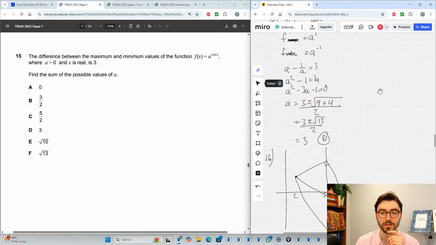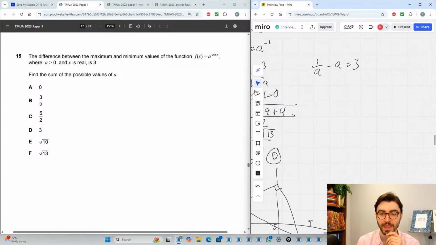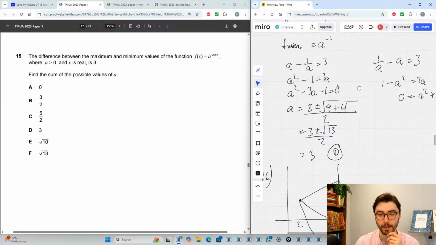Oh, I suppose that assumes that A is bigger. I wonder if it would have been different. Should I have considered the case where 1 over A is bigger? Yeah, because that would have given me a different quadratic. So if I'd done that, then 1 minus A squared equals 3A, which means that 0 is equal to A squared plus 3A minus 1. Okay.